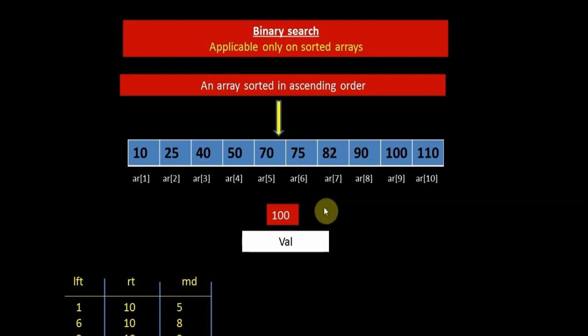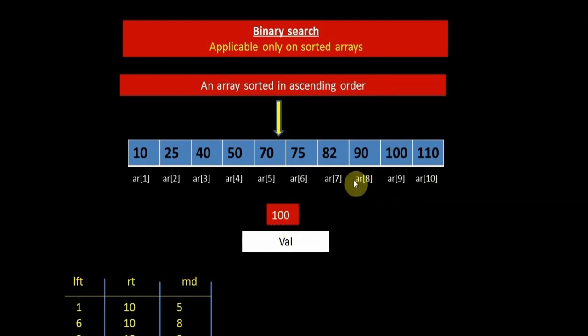So what I should do is change the value of my LFT. So LFT will become MD plus 1. What is MD? MD is 5. So LFT will become 6. The value of RT will not undergo any change. Right. So now LFT is 6, that is, this is the leftmost subscript now instead of 1, and the rightmost subscript is 10. See, 6 and 10. Now find the middle element within this subarray. So 6 plus 10, 16 divided by 2, it will come out to be naturally 8. So now I will compare this value 100 with R8.